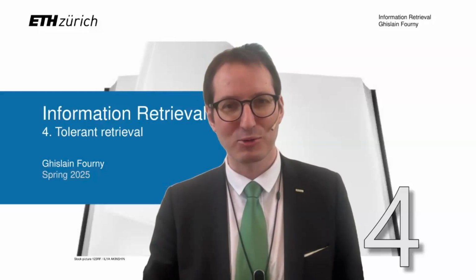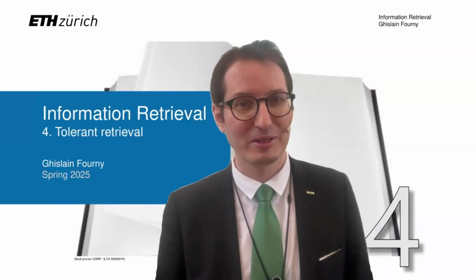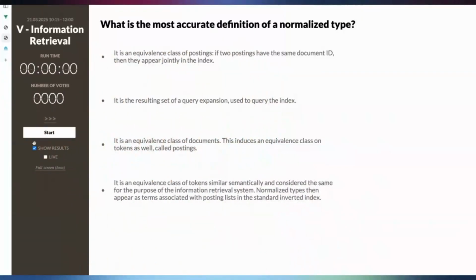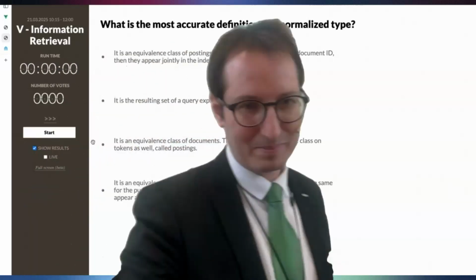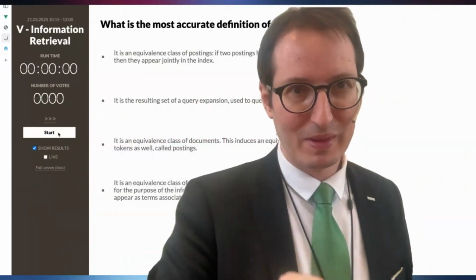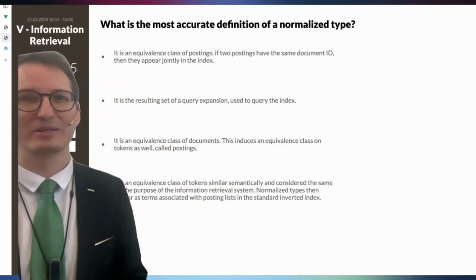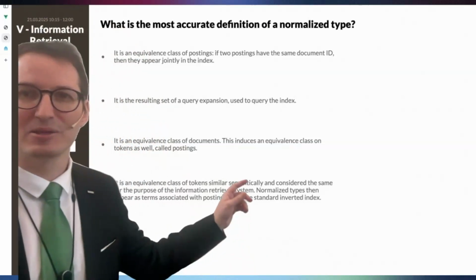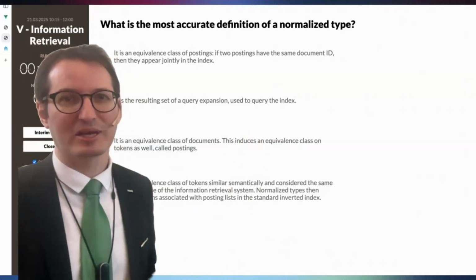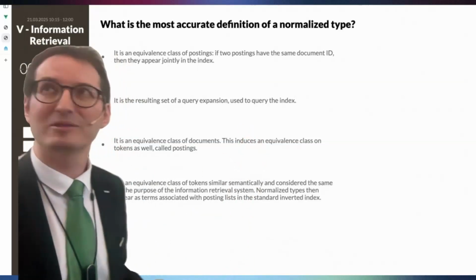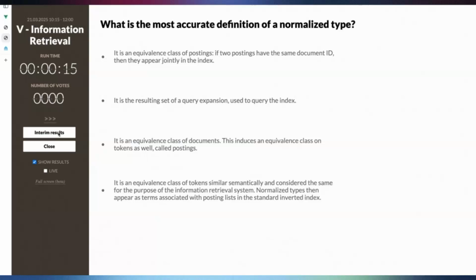So we are going to start today right away with a question that I have for you, and it is right there. What is the most accurate definition of a normalized type? I will start the quiz. Is it an equivalence class of postings? If two postings have the same document ID, then they appear jointly on the index. Or is it the resulting set of a query expansion used to query the index? Or is it an equivalence class of documents or an equivalence class of tokens?